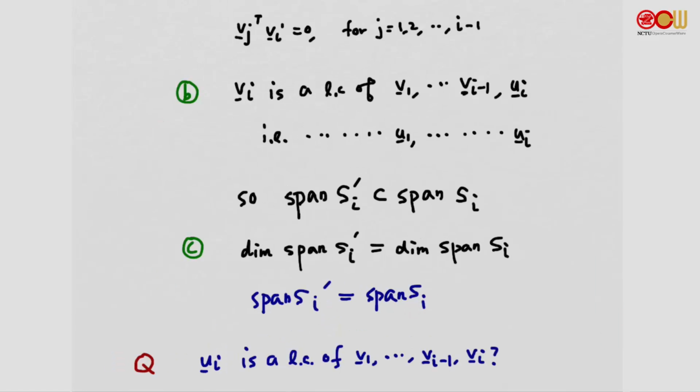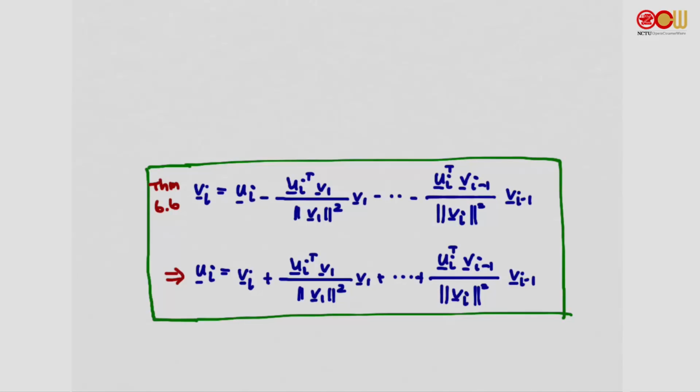A question. Just now we saw that Vi is a linear combination of U1 to Ui. Can we say it the other way around? Is Ui a linear combination of V1 to Vi? Indeed we can. Why? Because Vi is equal to Ui minus all these projection terms. Now if we move all these terms with V1 to Vi minus 1 to the other side, then we get Ui equal to Vi plus the terms in V1 all the way to Vi minus 1. So Ui is a linear combination of all these V vectors.